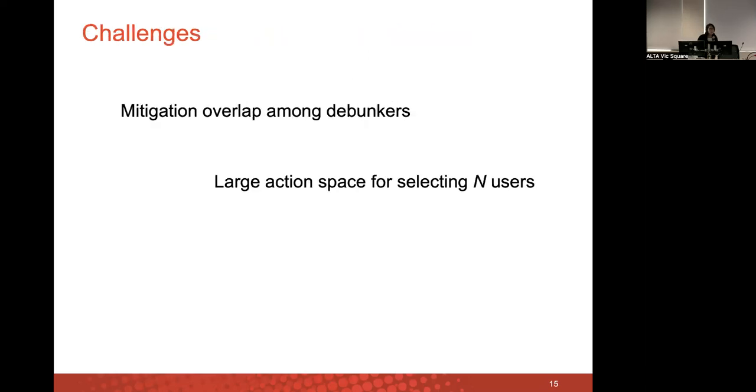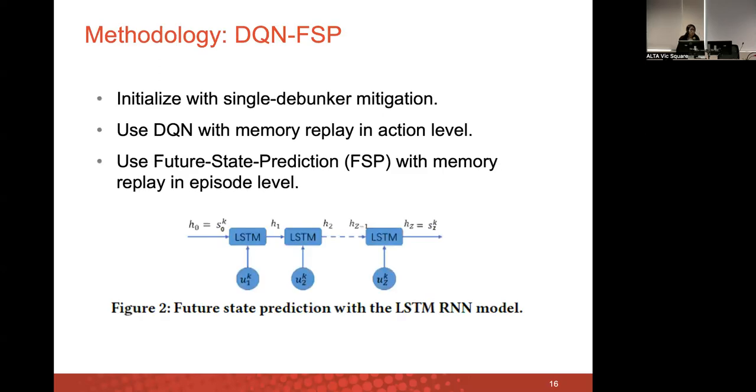So our challenge in formulating this as a reinforcement learning process is what we call mitigation overlap among the debunkers. When you select debunkers, if they are independent, then the overall reward can always be accumulated; you can add them up. But if it is on a network, then maybe there are overlapping effects. How do we deal with that? Another challenge we are facing is a large action space. The action is who should we select as a debunker. When we have a large social network, who should we select? We can't consider all the subsets of end users as potential actions.